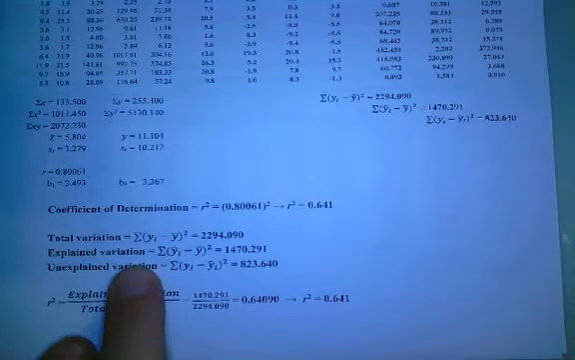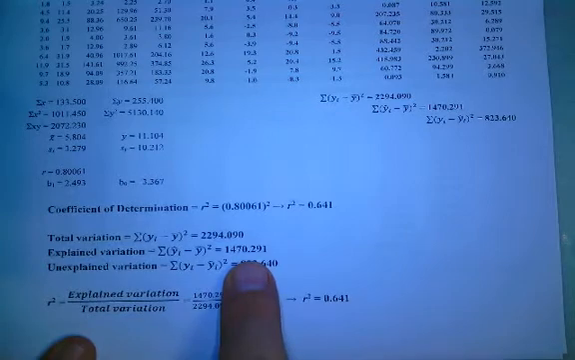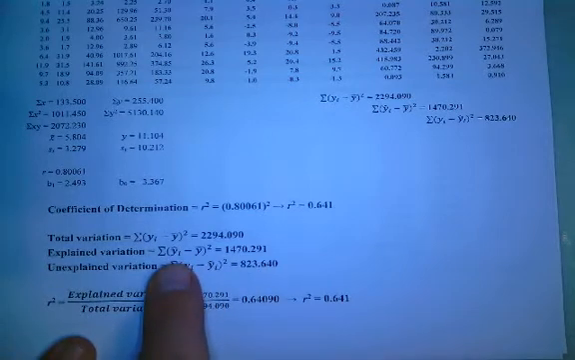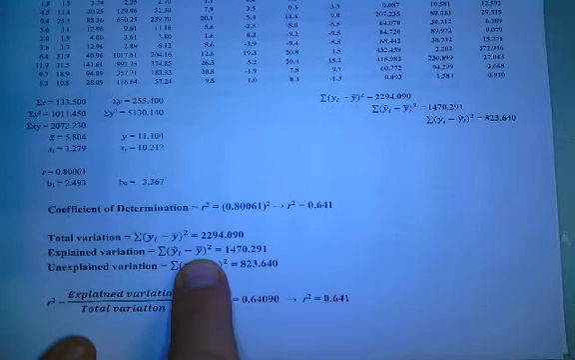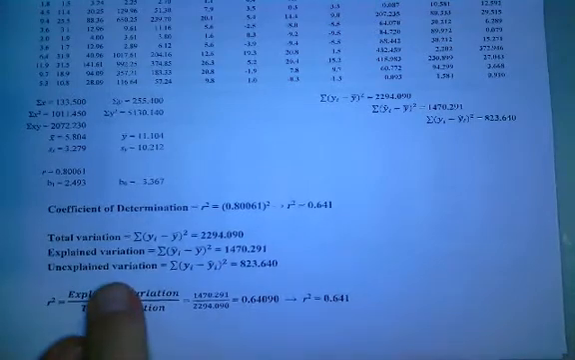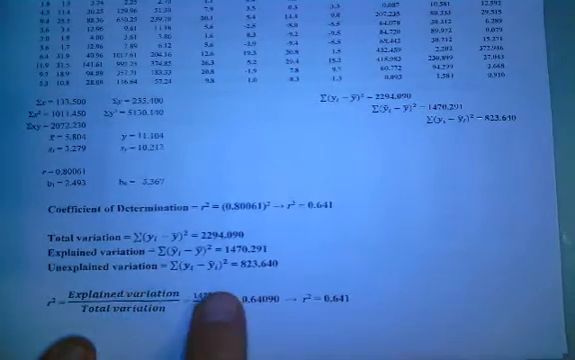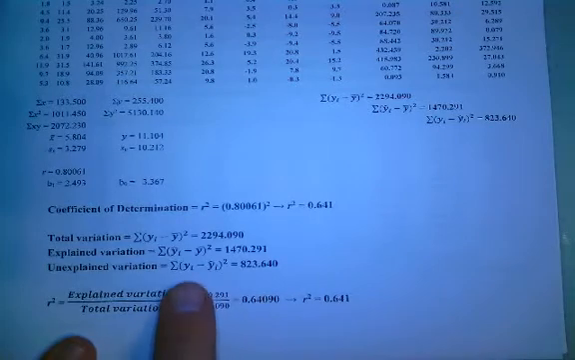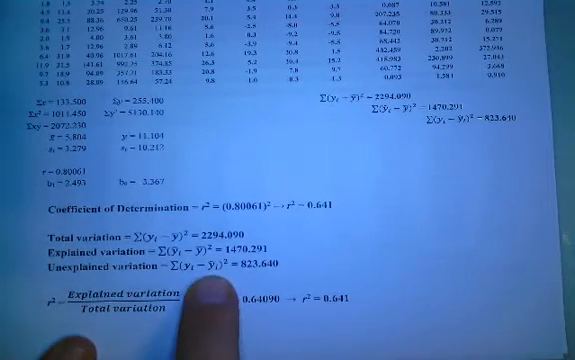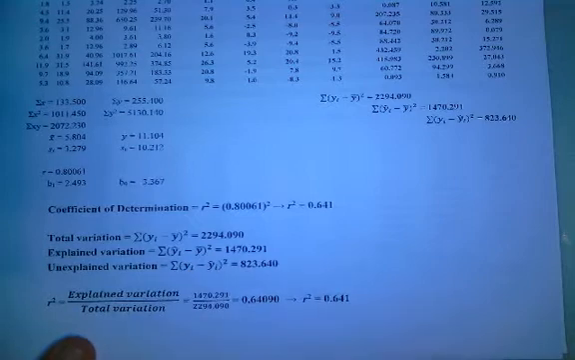The explained variation is just the sum of the squares of the differences between the predicted values of y and the mean of y. And then the unexplained variation is the sum of the squares of the differences between our data set y values and our predicted y values. In other words, these are the residuals squared and then summed.